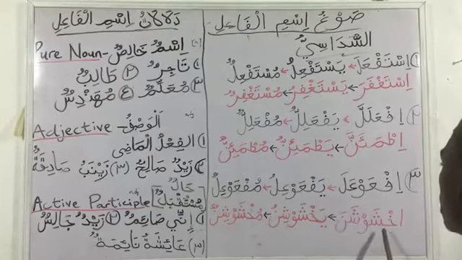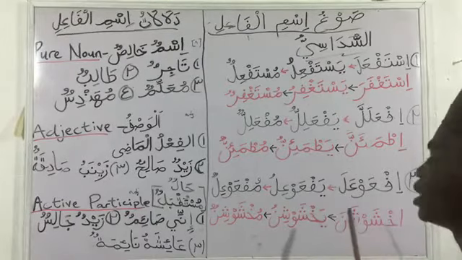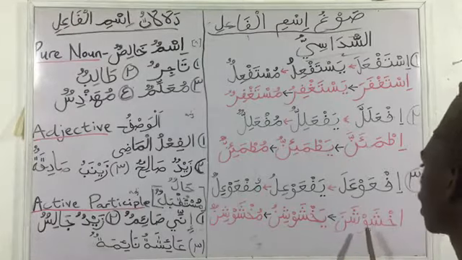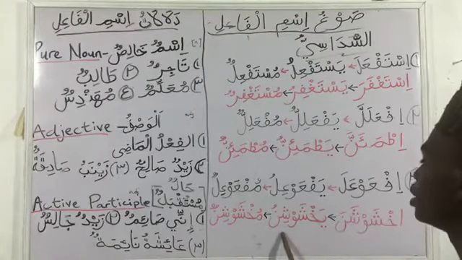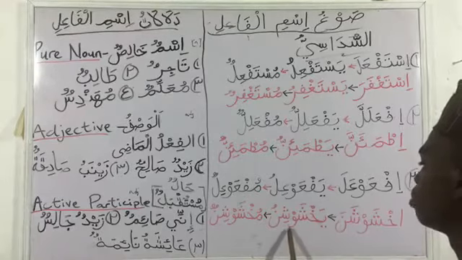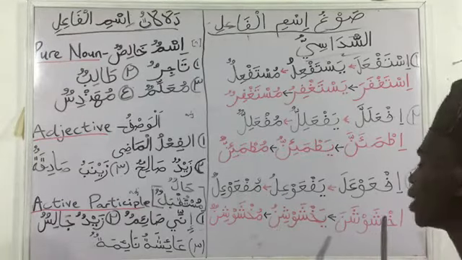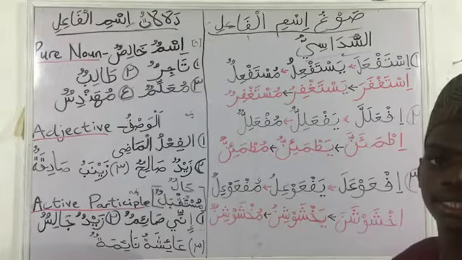An example here is ikhshawshana. When we make this ikhshawshana, the first step is that we turn it into Fi'l Mudari, which is yakhshawshinu. Ikhshawshana means that he is moderate.